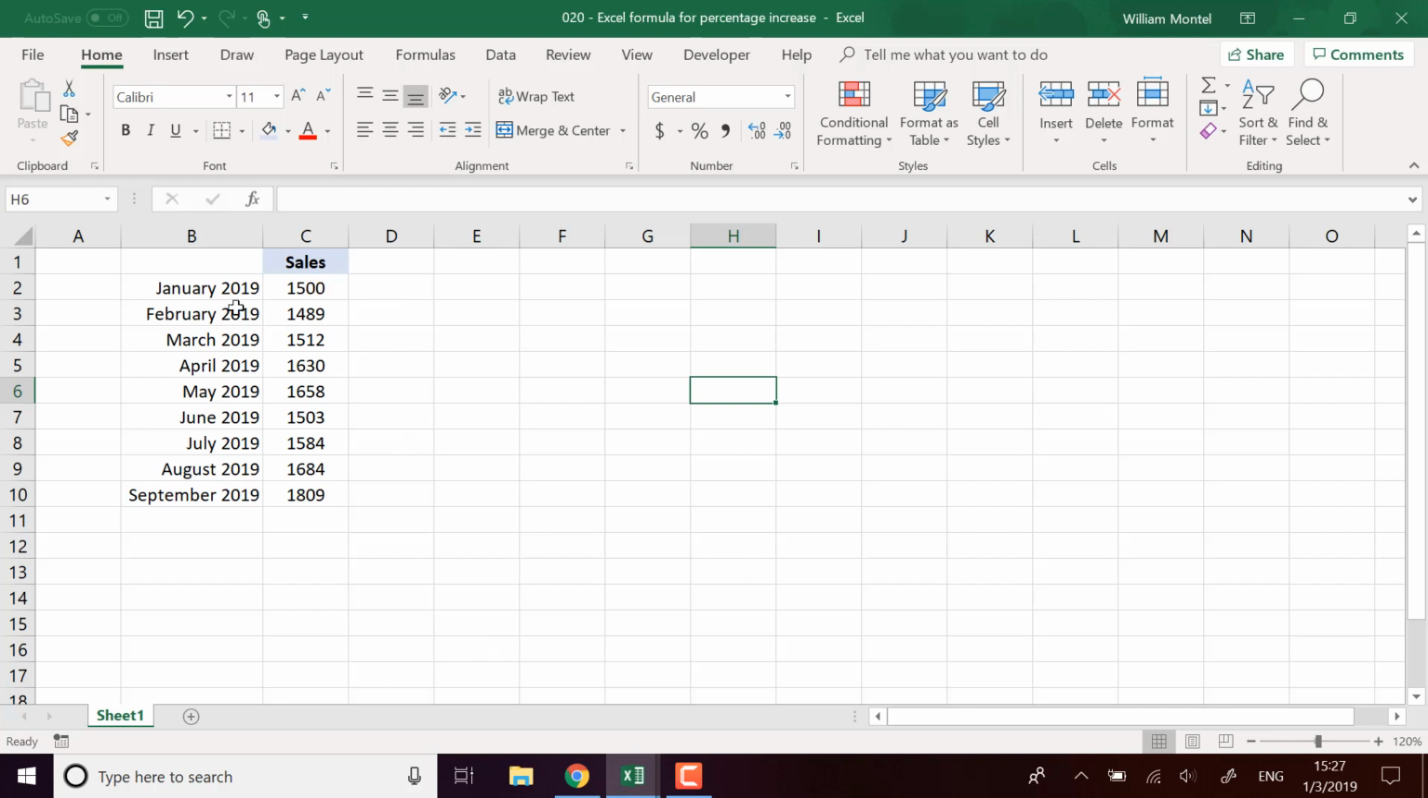So we start with sales of 1,005 in January. We want to know the percentage of increase or decrease in February. So here it's going to be a decrease because the sales are less. To calculate the percentage of change, you just take the new value minus the former value, and you divide by the original value.